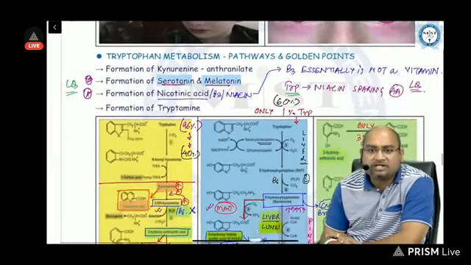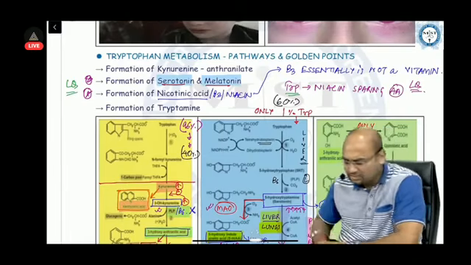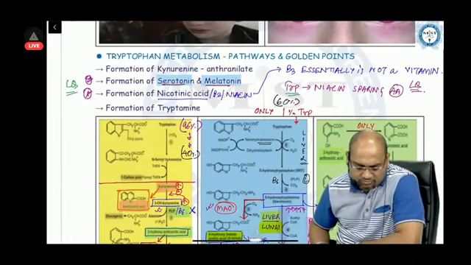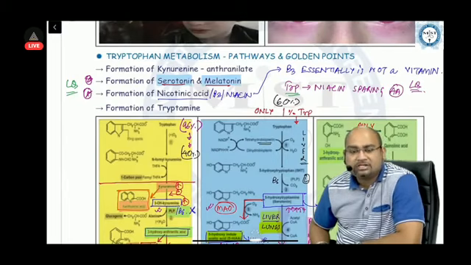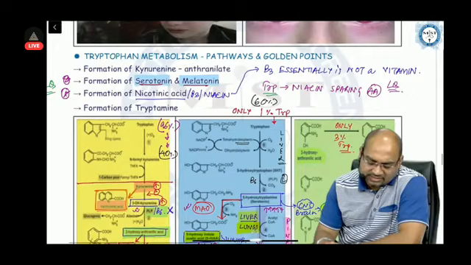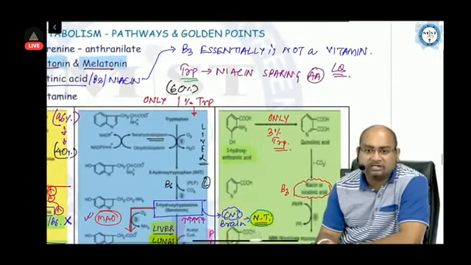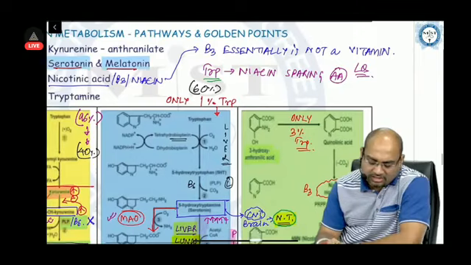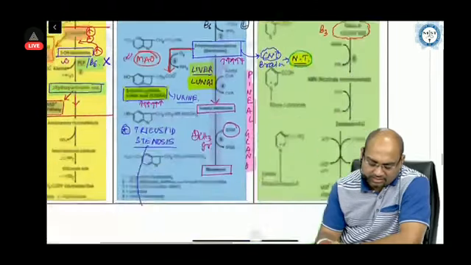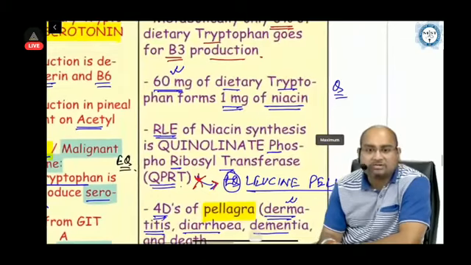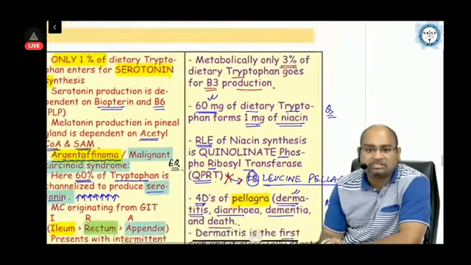Tryptophan, my dear friends: we have 3 major things coming from tryptophan. One is serotonin. Second is melatonin. Third is nicotinic acid or niacin. As B3 can be produced in our liver, essentially it is not a vitamin. Tryptophan is a niacin-sparing amino acid. Only 3% of the pathway goes for this. 60 milligrams of dietary tryptophan produces 1 milligram of niacin.